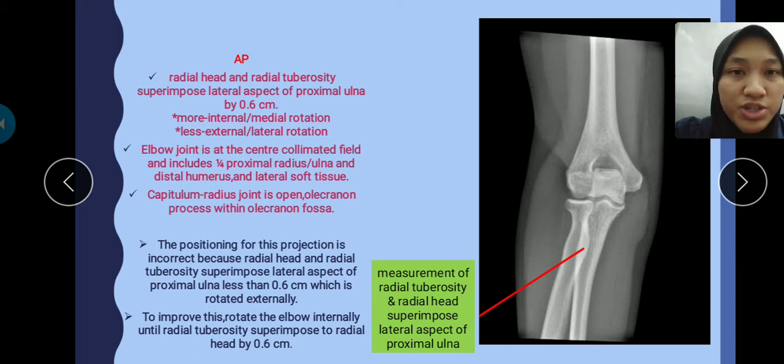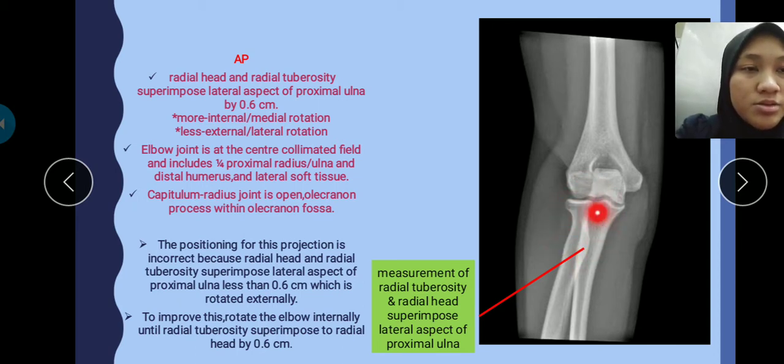So the positioning for this projection is incorrect because radial head and radial tuberosity superimpose lateral aspect of proximal ulna less than 0.6 cm, which is rotated externally. So, to improve this, rotate the elbow internally until the radial tuberosity superimposes the radial head by 0.6 cm. So, we can measure the radial head and radial tuberosity superimposed lateral aspect of proximal ulna at this area. So, tuberosity and lateral ulna here. And for radial head, that was here.